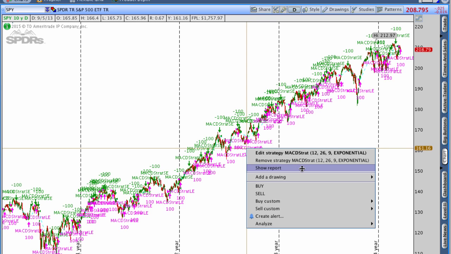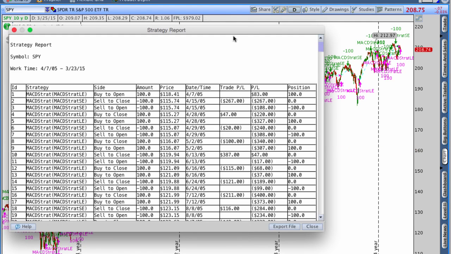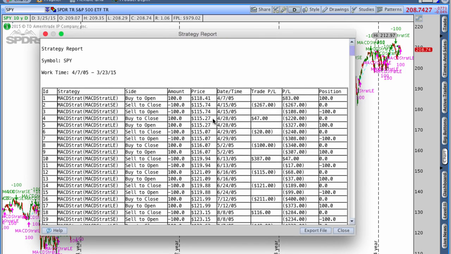So what this report is going to do is show us all of these signals and tell us whether or not these signals actually generated a profitable return over the course of the last 10 years. When I click show report here, it brings up this nice little report that says, okay, from the last 10 years, which is basically 4/7 through 3/23 at the time we're doing this video, here's every single time that we bought to open, the amount, the price, the time, did we make money or did we lose money, etc., etc.